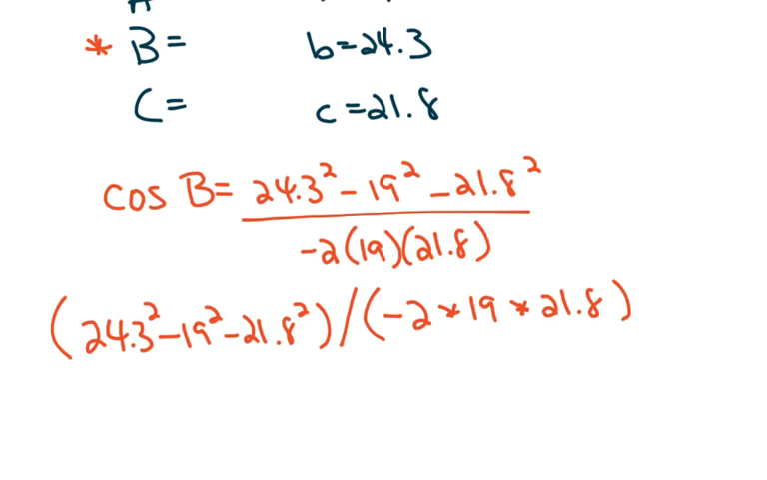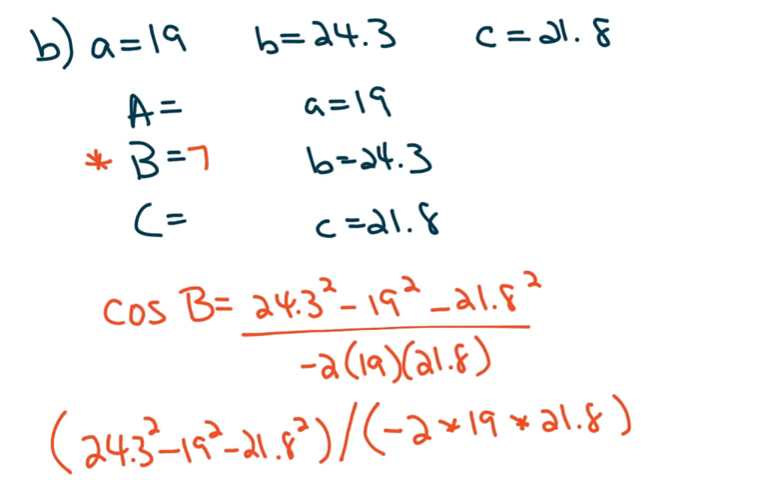Then when you get your decimal, you're going to inverse cosine it. And you should find angle B is about 72.7. Now, if you want to use the law of cosines to find your second angle, you can. There's no rule that says you can't use the law of cosines more than once. Most people prefer to go use the law of sines because they're more comfortable with it. But if you'd like to use the law of cosines to find angle A or C, go ahead.